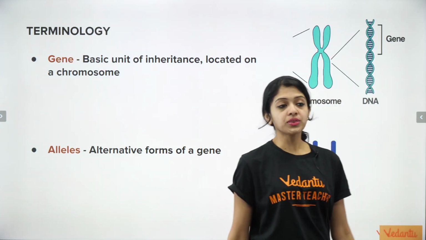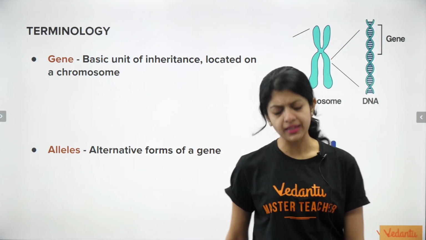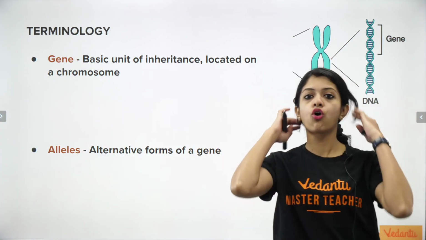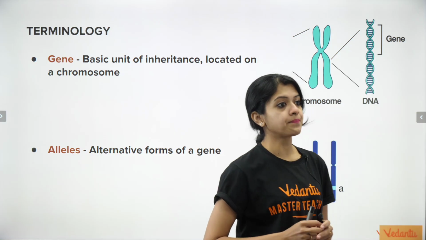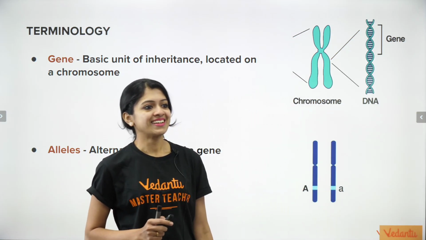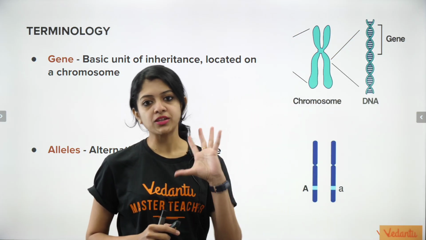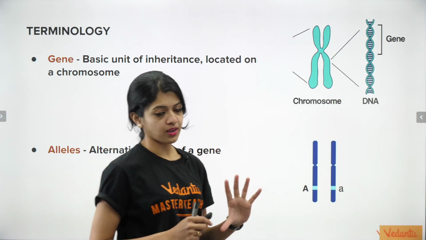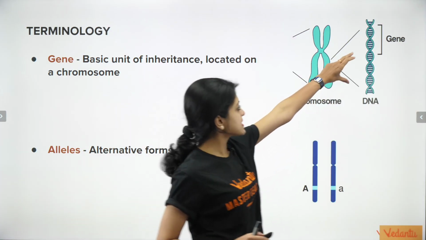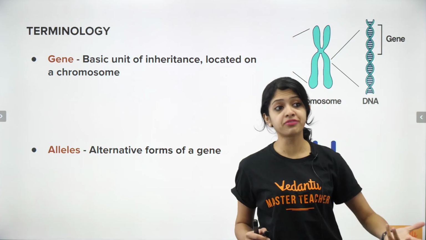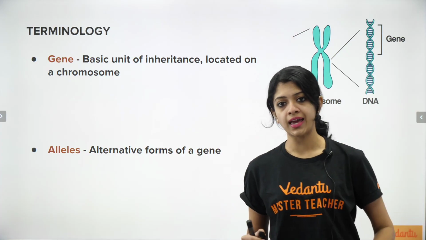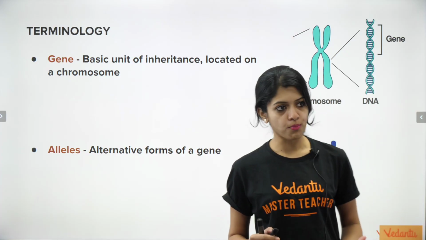Yes. So there we go. The most important thing that you must know in this chapter are all the terminology, right? All right. So the first term that you must know is gene. What is gene? As you can see, gene is a segment of DNA. But how do you define it? It is the basic unit of inheritance located on a chromosome.